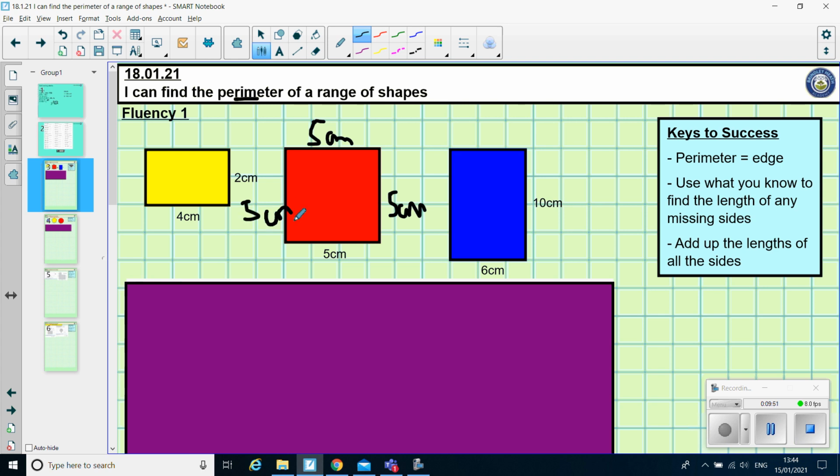Okay, so final key to success, add all the lengths of the sides together. 5 add 5 add 5 add 5 gives me the answer 20 centimetres. So the perimeter of the red shape is 20 centimetres.